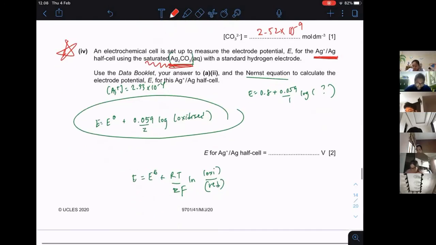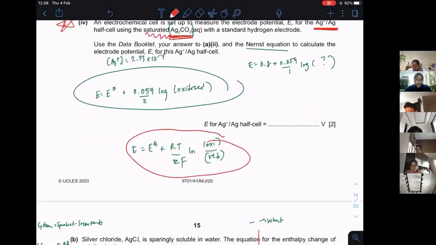Now, the formula that we have learned last time, you can have a look at your notes, my PowerPoint. E value is going to be E standard plus R, the gas constant, times temperature in Kelvin, divided by Z, the number of moles of electrons, and then Faraday, 96500, and then ln of oxidized version divided by reduced version. But we know that all this can be constant. Why? The temperature is going to be 298 Kelvin, 8.31, and Faraday is constant.